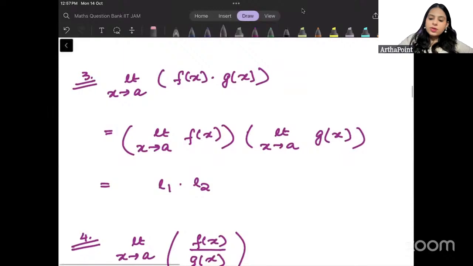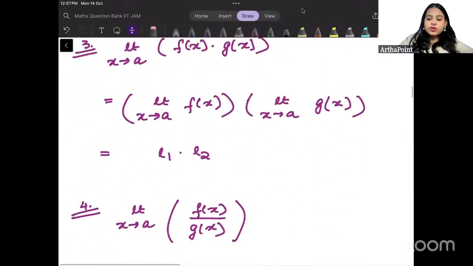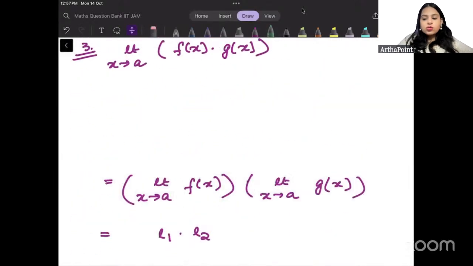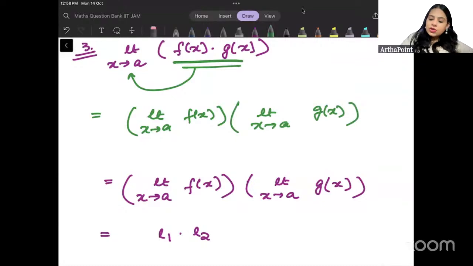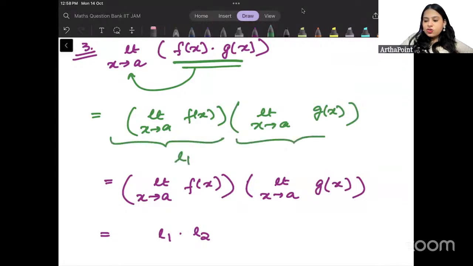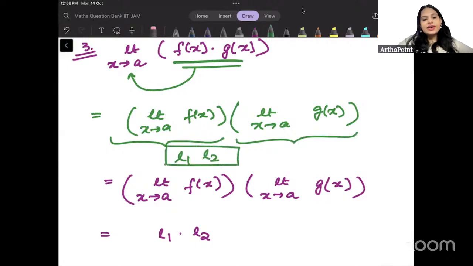Okay, look at the third one. Now this is the product of the two functions. So the product can also be applied separately. First I take the product and then we are taking the limit. It is equal to first taking the limit and then doing their product. This value we know we had got L1. This value we know we had got L2. So we will have the answer as L1 into L2.